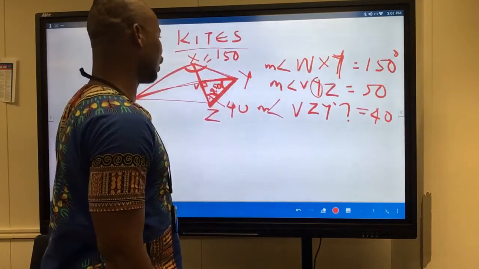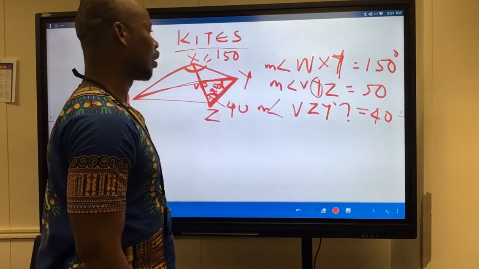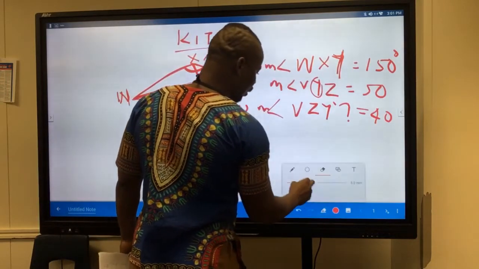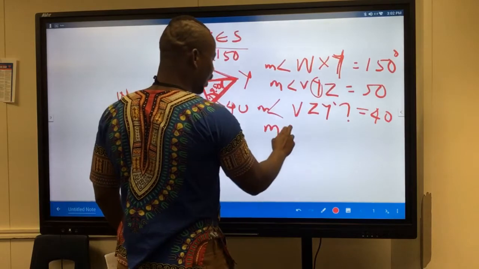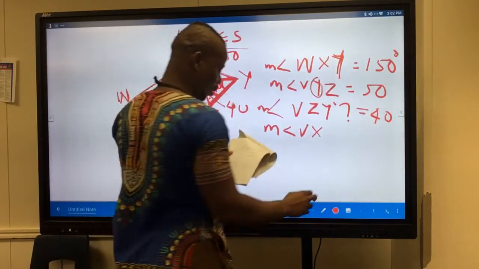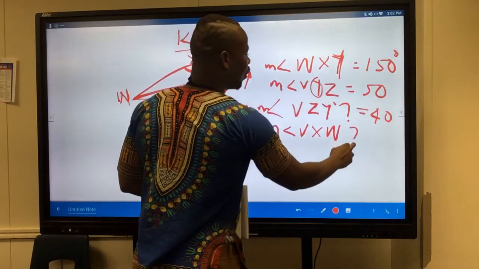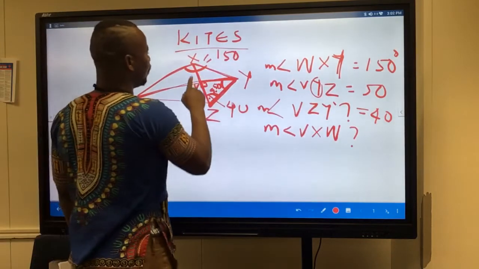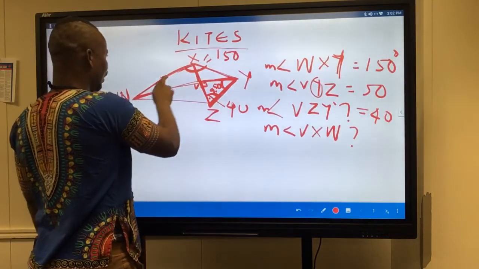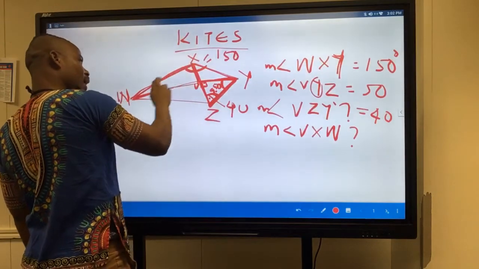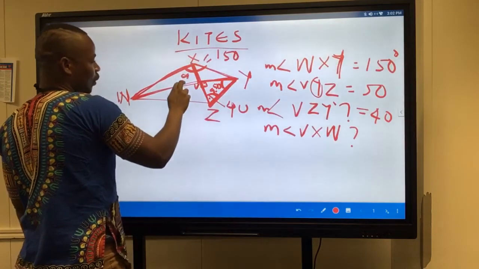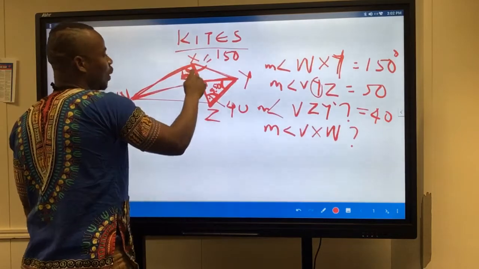Now, our second question says, what does it want us to find? Now how do we find the second question? We want to find the measure of the angle at V, X, W. How do we find this? Now, watch this carefully. We have W, X, and Y, but they want V, X, and W. See that? V, X, W, from here to here to here. The angle forming here, let's say this is B. So I want only this part.